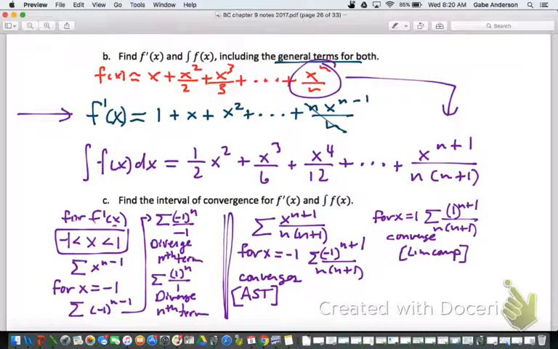So for that integral or antiderivative of f, our convergence is -1 is less than or equal to x, which is less than or equal to 1. So just an example of how we'll have the same radius of convergence, but perhaps different endpoint behavior.